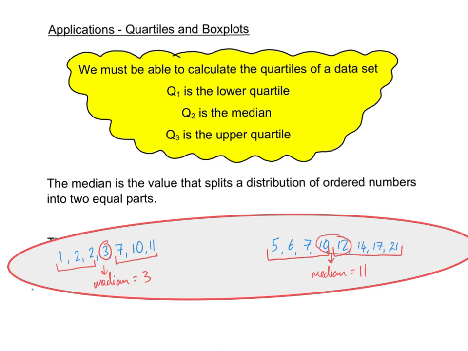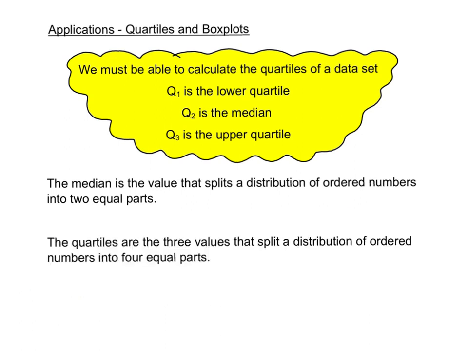Now we've reminded ourselves about the median, we can go back and look at quartiles. While the median is a single value that splits a data set into two equal parts, the quartiles are basically three values that split a data set into four equal parts. Just to illustrate this in a very basic way, if you imagine a data set here, we have our median, which we call Q2 or quartile 2. So we can write that down here. That's our median value, splitting the data set into two parts.